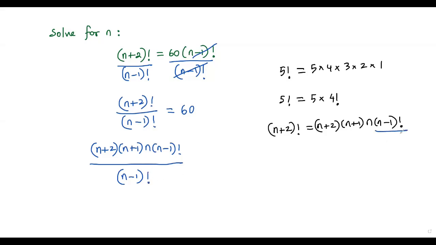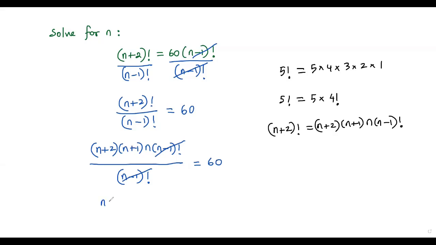Okay, here when I stopped at n minus 1 factorial, you may have a question: why did I stop at n minus 1 factorial? I think you would get an answer, because here we have n minus 1 factorial in the denominator. Only if I stop at n minus 1 factorial, I'll be able to cancel this one out. So easily I can simplify, and I get 60 on the right side.